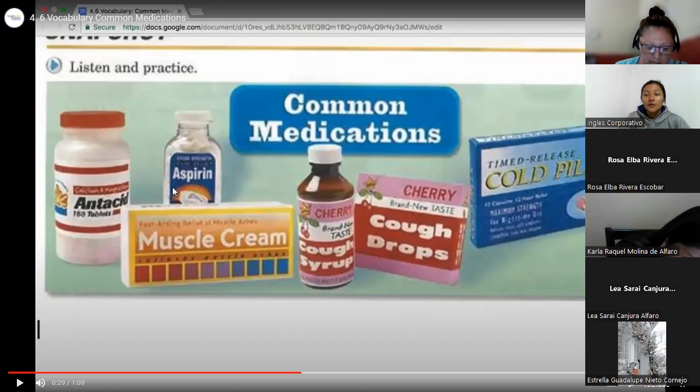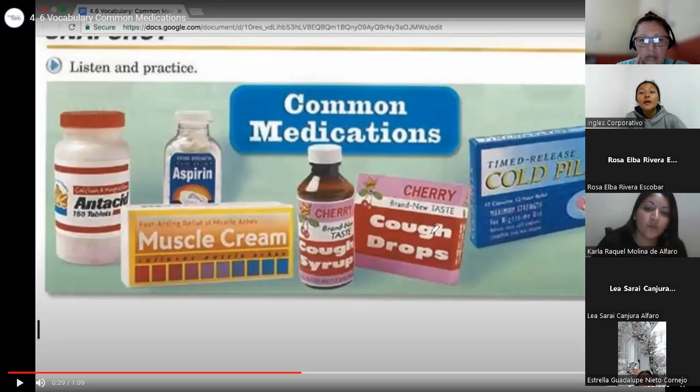Then we have aspirin. Aspirin. Another one. We have cough syrup. Syrup, okay? In that way. Then we have another one. Cough drops. But what is the difference between these ones? Do you know? Cough syrup and cough drops? What is the difference that we have between them? Who knows? Uno es jarabe y el otro son pastillas. Exactly, that way, right? Easy peasy, right?